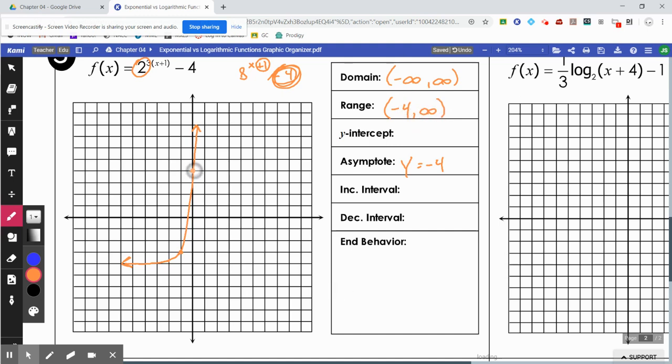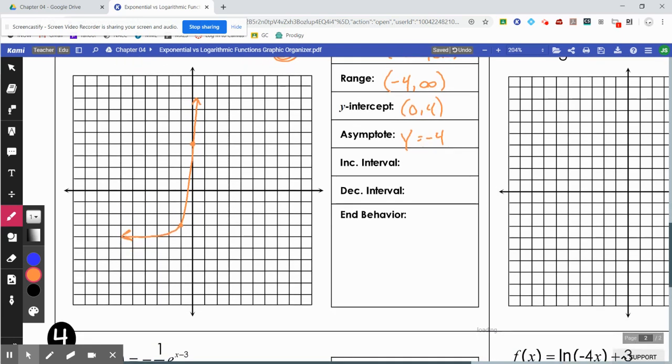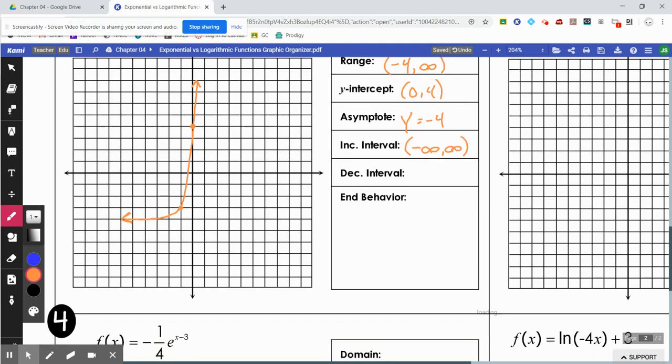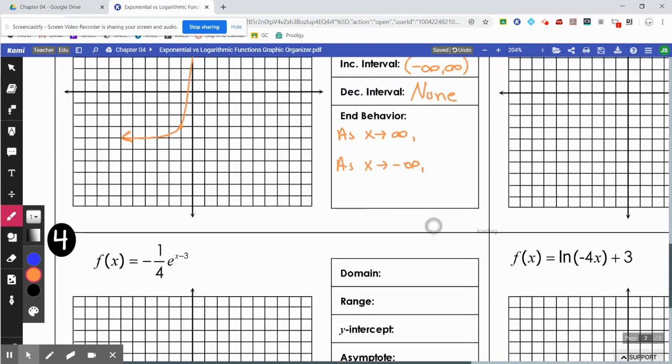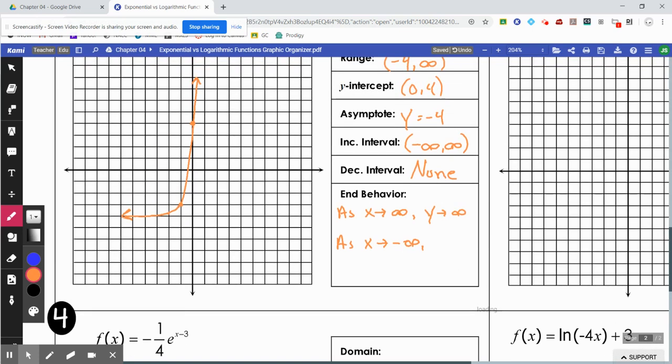Your y-intercept is right here at 0, 4. And again, the way that you could find that is you could plug in 0 for your x and do 8 to the first minus 4. You're constantly increasing the entire domain, and you are never decreasing. Your end behavior, as you travel to the right on your graph, increases without bound, uphill. As you travel to the left, your graph levels out to your asymptote line, which was at -4.